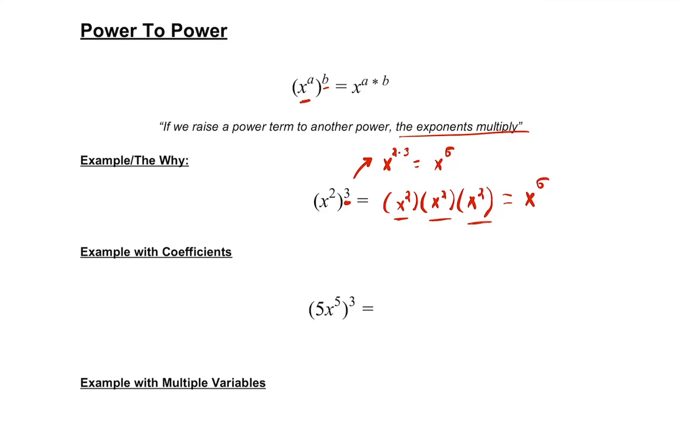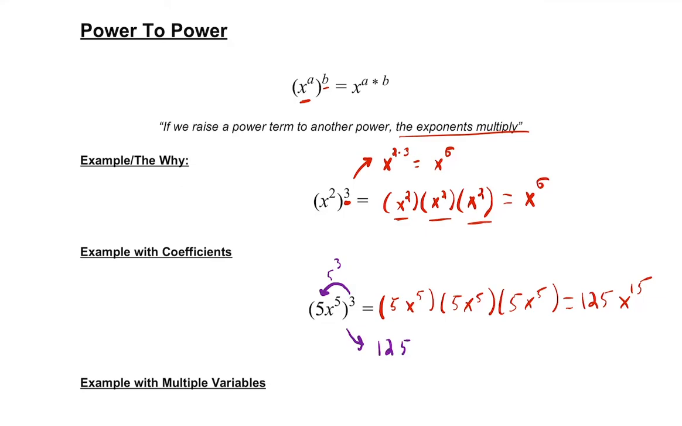If you have 5x to the 5th to the 3rd, right? One way to think about this is to not even bother with the exponent rule. This is just 5x to the 5th times 5x to the 5th times 5x to the 5th. We would multiply the 5s to get 125. We would add the x exponents to get x to the 15th. If you're just doing this from the exponent rules way, you just have to remember the power applies normally, right? This applies normally. This means 5 to the third. 5 times 5 times 5 is 125. But then the exponent rule applies when it's x to the 5th times x to the 5th times x to the 5th. That would be x to the 15th.